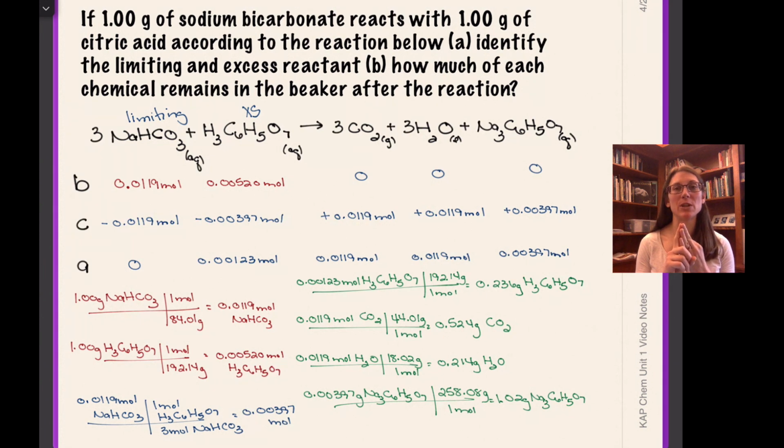Once you've identified your limiting reactant, you're going to complete the rest of that BCA table. And that is going to allow you to figure out how much of the excess reactant remains, as well as how many of the products you have formed on the other side in terms of moles, which you can then convert to grams if you are asked to do so. Have fun with them.